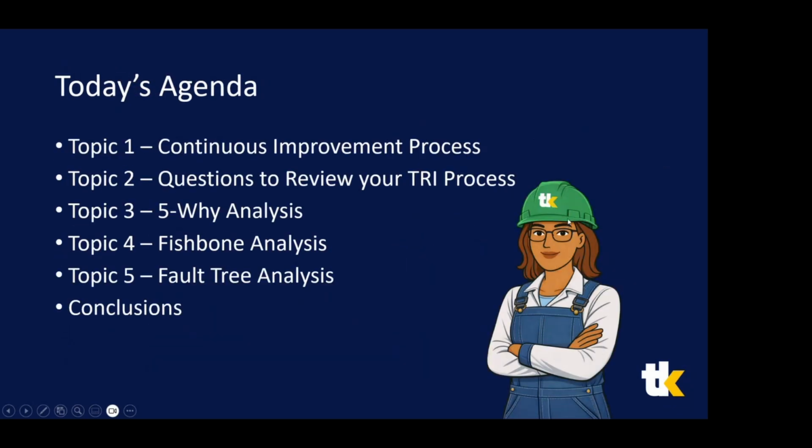But for today, what we're going to talk about is the continuous improvement process and some methods on how to do that. And so I'll start by just explaining what the process is. We'll look at some different questions that might help you review your TRI report that you just submitted and your future TRI reports that you will submit. And then I'm going to talk about 3 different analysis tools that are most commonly seen in the safety and operations side of things, but can also be applied to environmental programs as well.